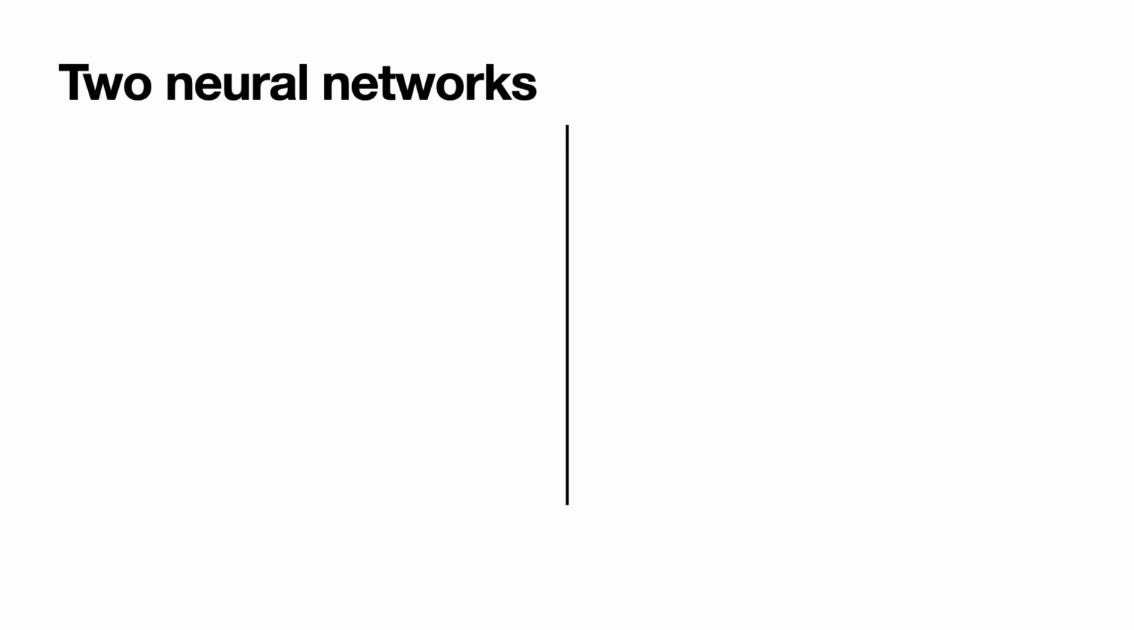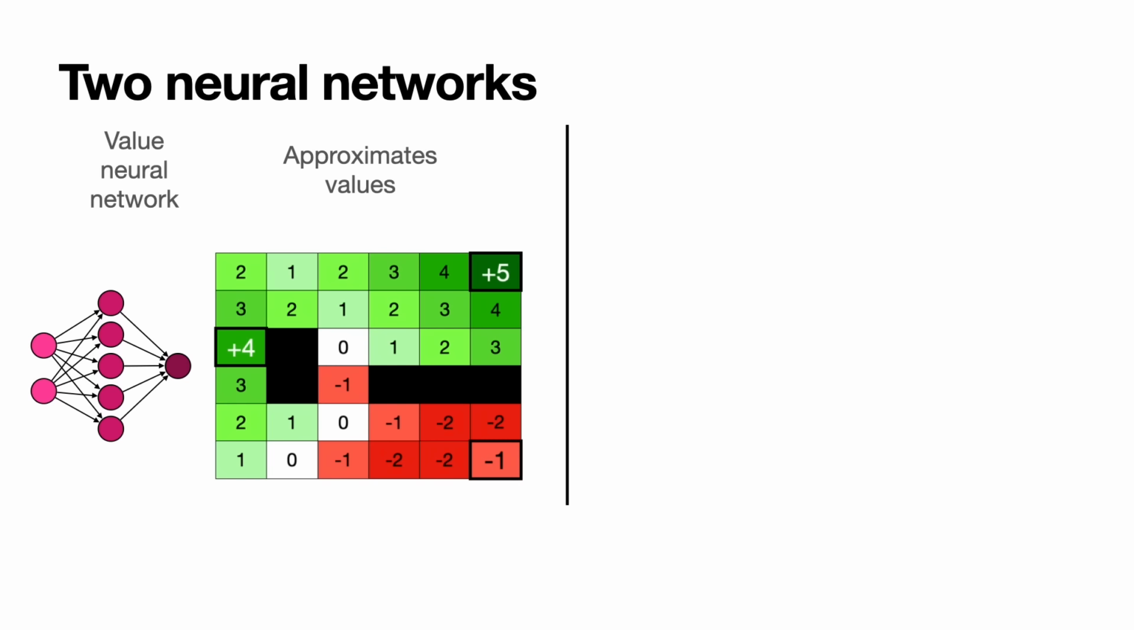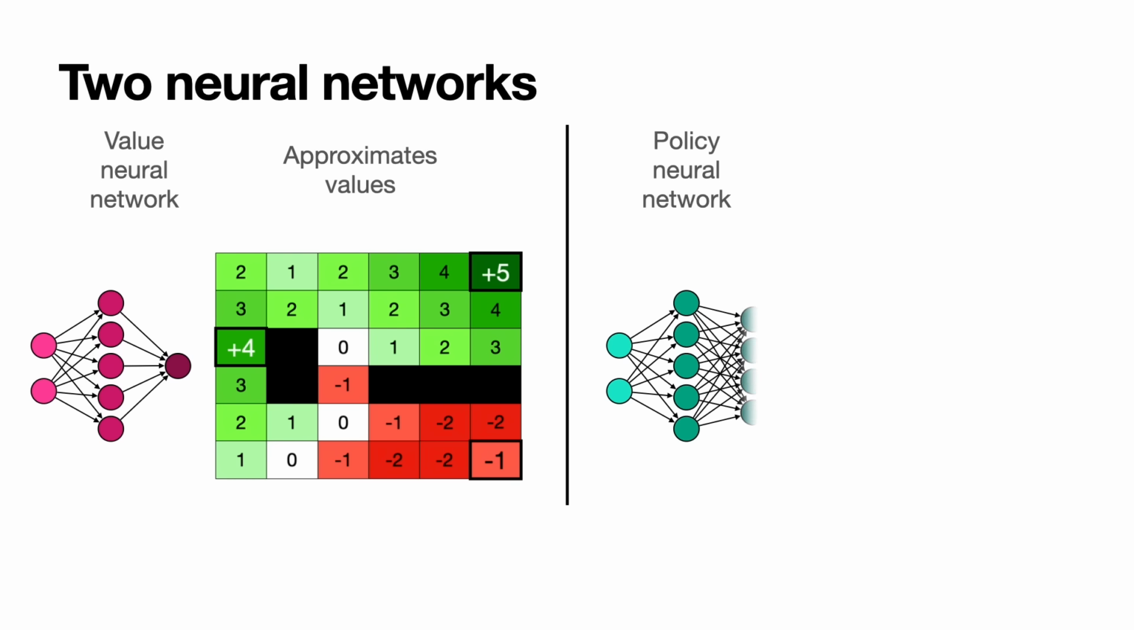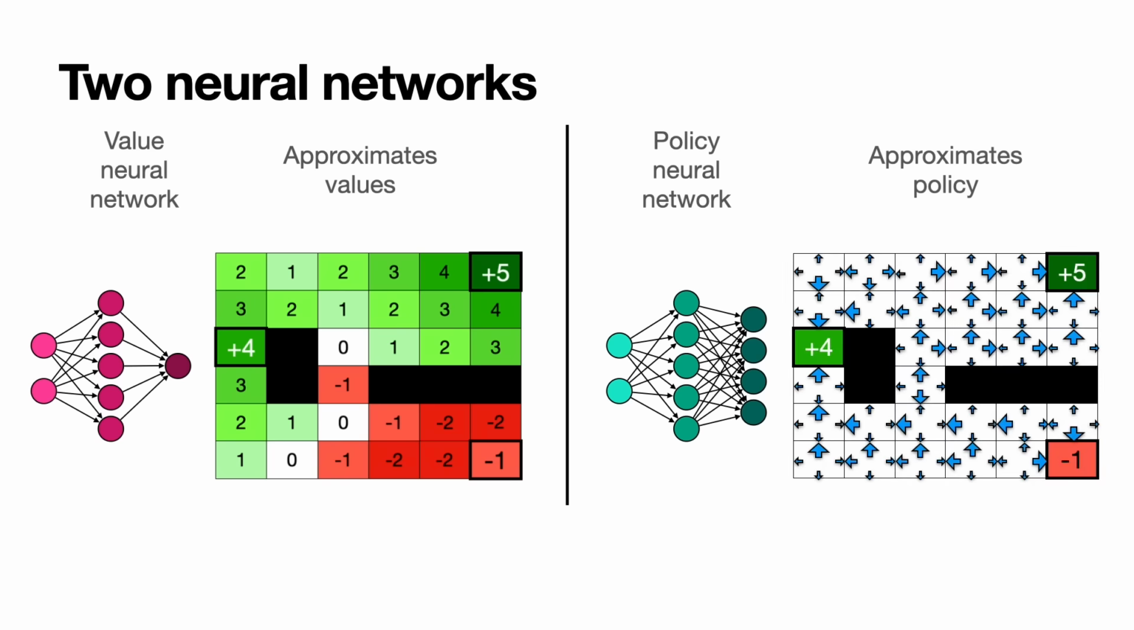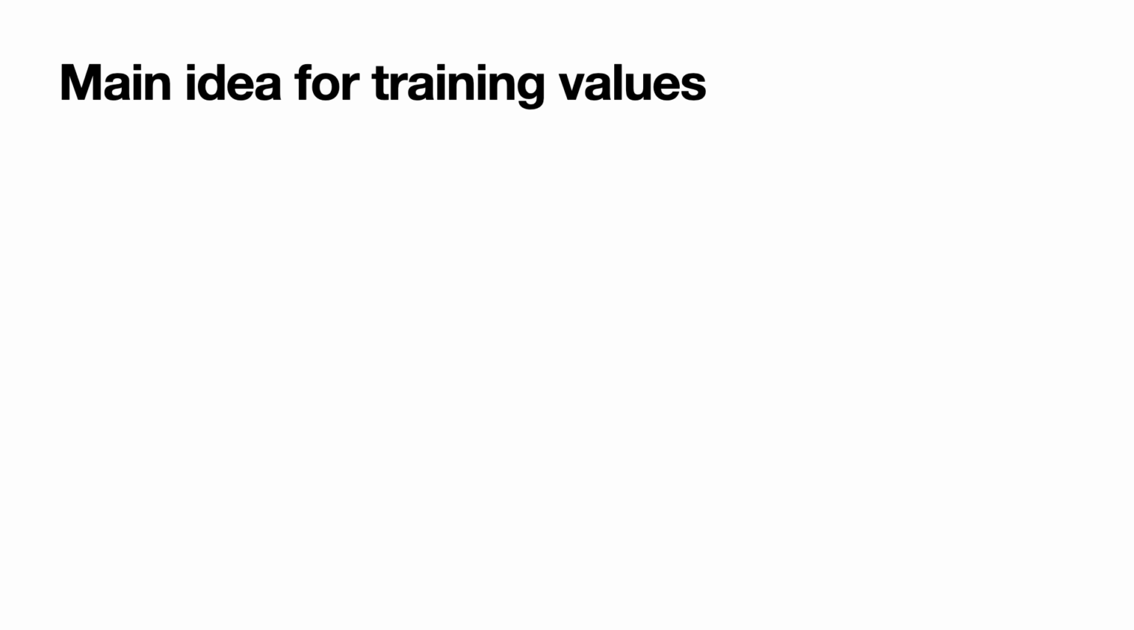Okay, so recall that we have two neural networks, the value neural network whose job is to approximate the values, and the policy neural network whose job is to approximate the policy. I'm going to tell you how to train both of them, but first I'm going to tell you how to train the value neural network. So here's the main idea for training values, and I'm going to be a little vague, but don't worry, I'll get into the details slowly.